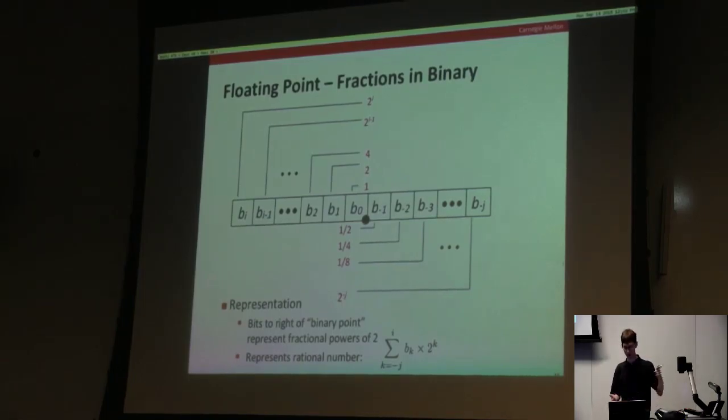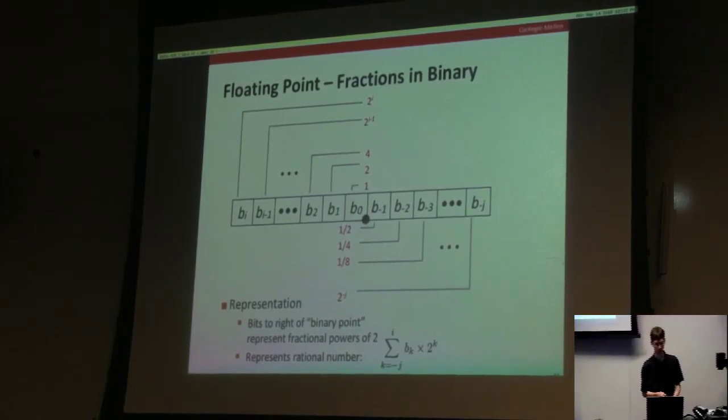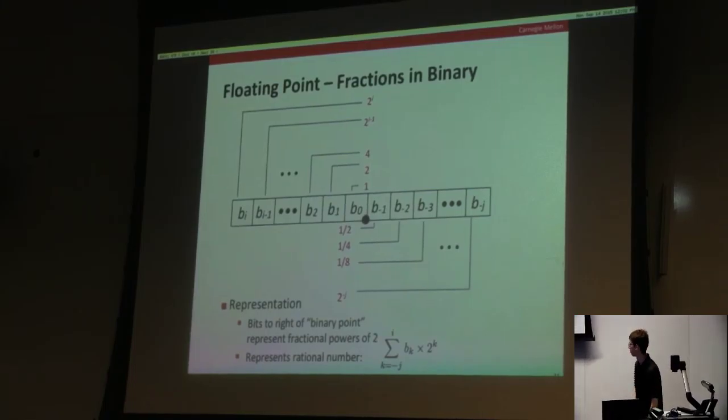And the bits to the left of this point are your normal powers of 2, starting with 1 and going all the way up to 2 to the i, however many bits you have. And then the bits to the right of the point are the negative powers of 2. So 1/2, 1/4, 1/8, all the way down to 1 over 2 to the j, however low you go. This pattern represents just a sum of powers of 2. Just like before with our integers, we have a sum of powers of 2 here. It's just that some of those powers of 2 are now negative.